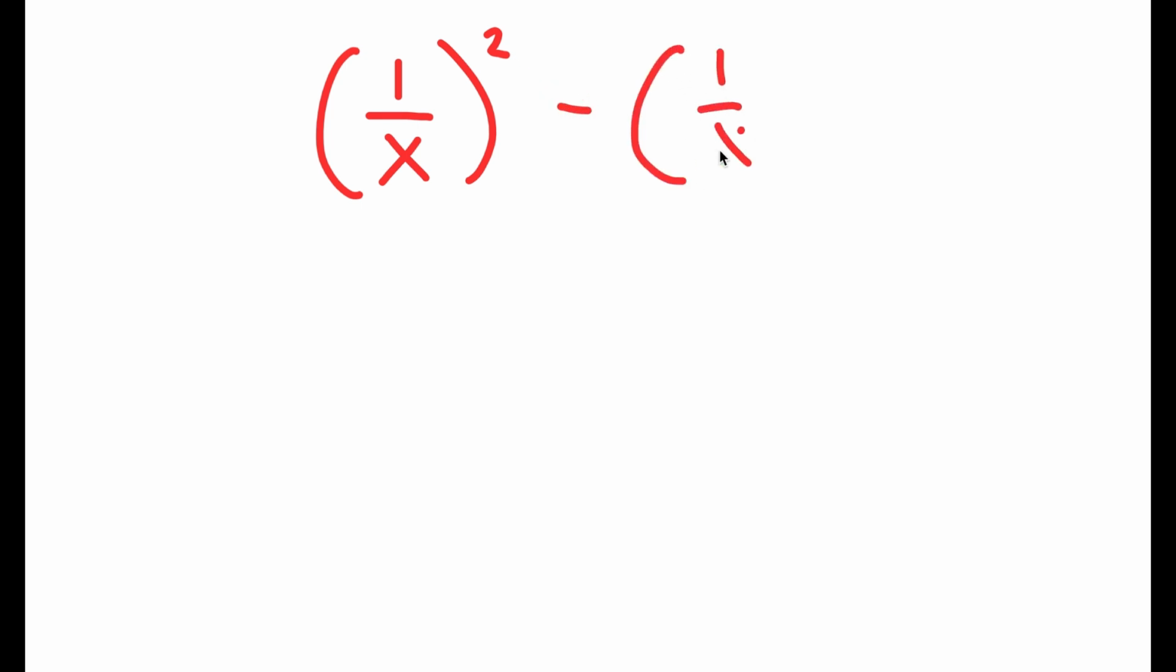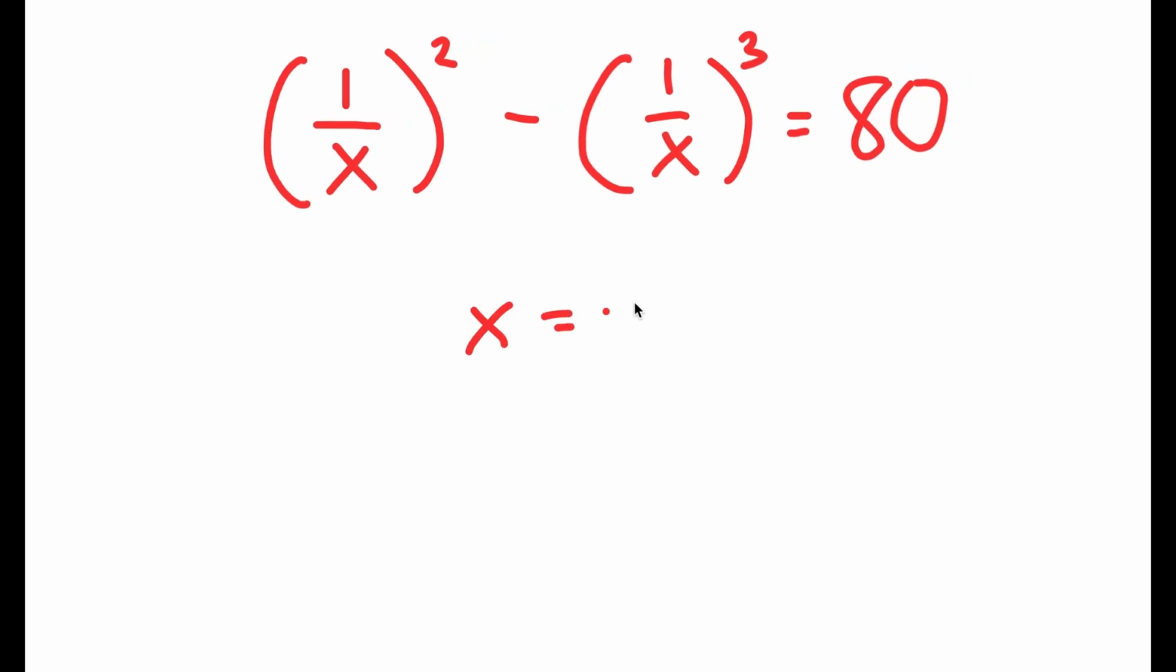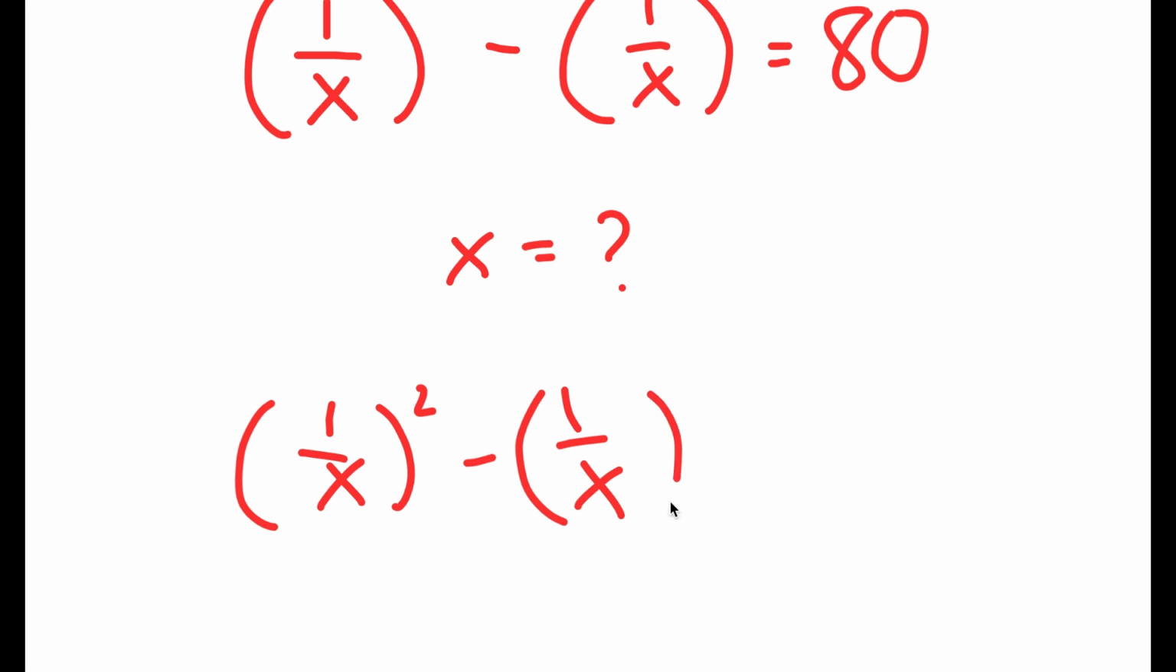In today's video, I'm going to be solving an interesting equation. For this equation, we have 1 over x squared minus 1 over x to the power of 3 is equal to 80. And obviously I want to solve for the value of x here. What I'm going to first do is subtract 80 on both sides. So now I have 1 over x squared minus 1 over x to the power of 3 minus 80 is equal to 0.